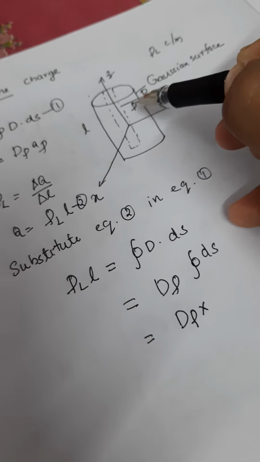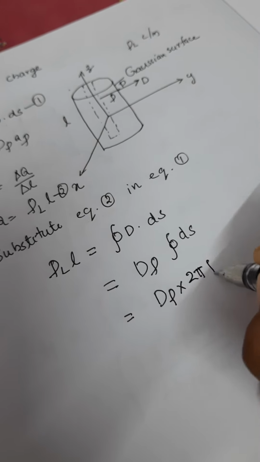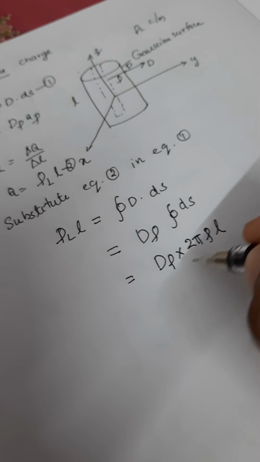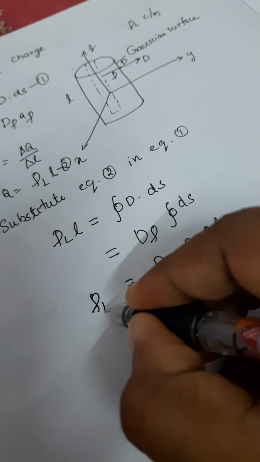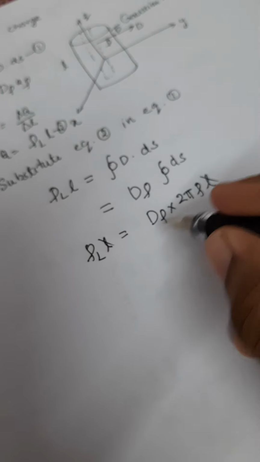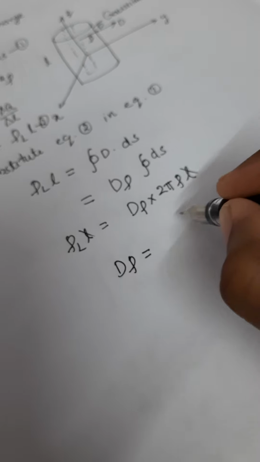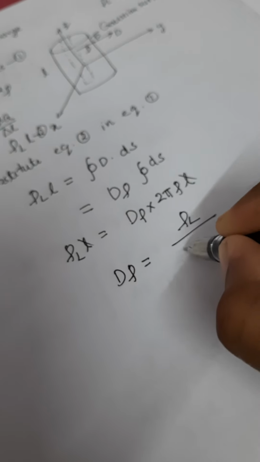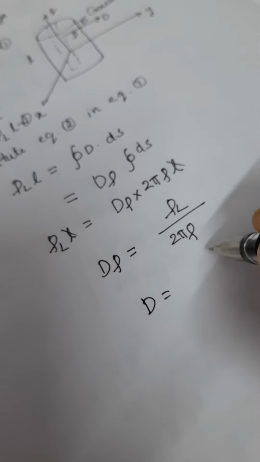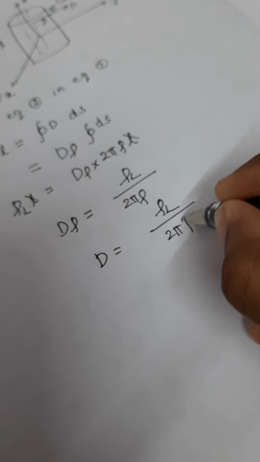So what is the total area of the cylinder? We can write it as 2 pi into radius rho into length L. This is equal to rho L into L. Now L and L cancel on both sides. What we have to find is the flux density D rho, which is equal to rho L by 2 pi rho. Again this can be written as D equal to rho L by 2 pi rho a rho.